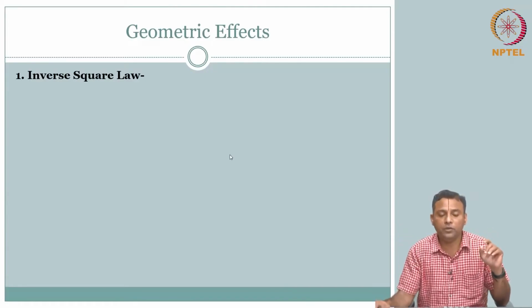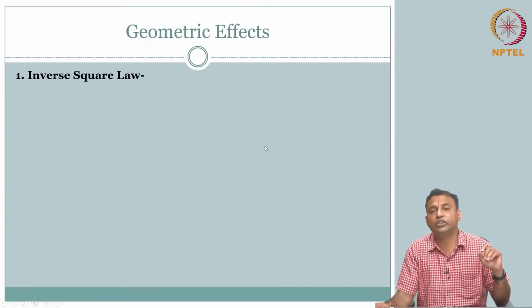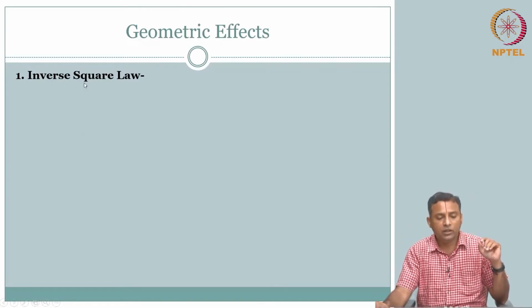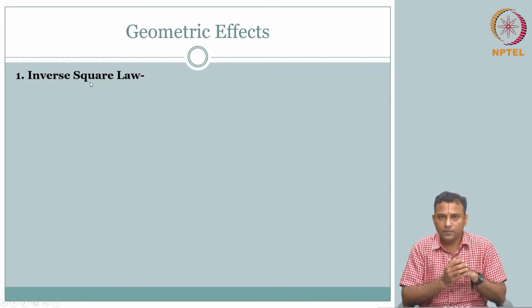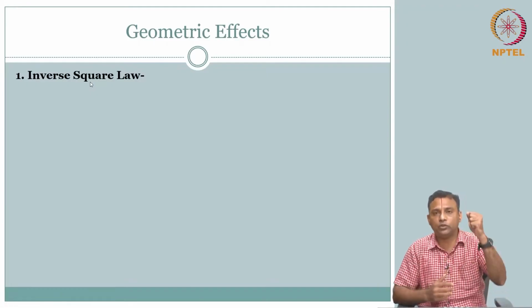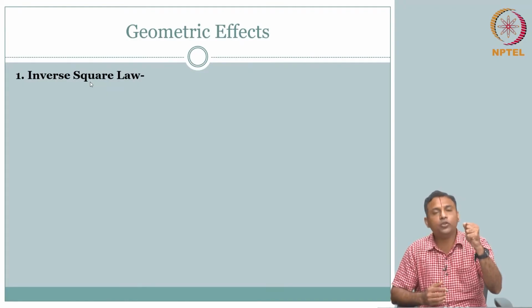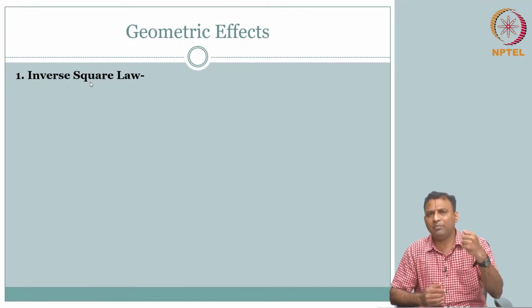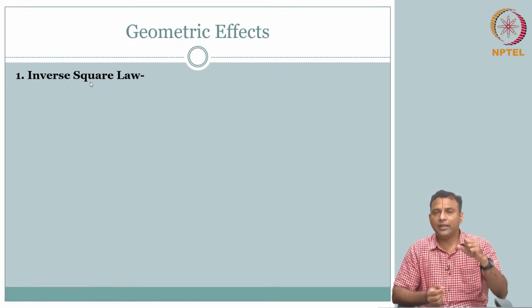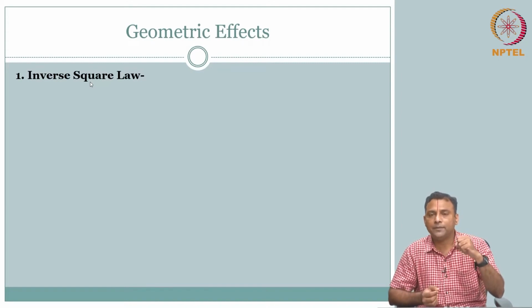That is what we want to categorize as geometric effect. First and foremost, this is something that we probably used earlier also, something called the inverse square law. I have a source. What is going to happen to this source? Recall from the sketch that it seems like it is diverging. So when it is diverging, what do you expect to happen?